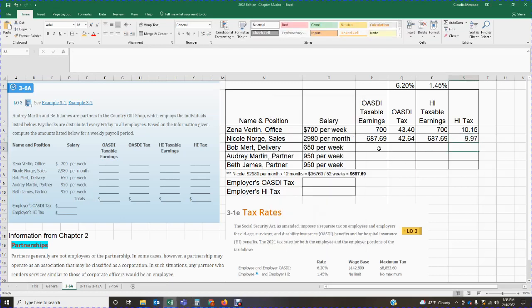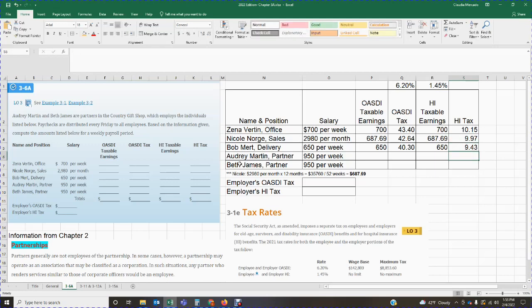Okay. The next one is fairly easy. Bob made $650 per week, so my taxable earnings for the week are the $650 that he earned. Everything is taxable. My OASDI tax will be the $650 times the 6.2%. That gives me $40.30. For the HI taxable earnings, the employee made $650. That is the amount that is subject to tax for HI purposes. And my HI tax will be the $650 times the 1.45%. That gives me 9.425. I'm going to round that to 9.43.